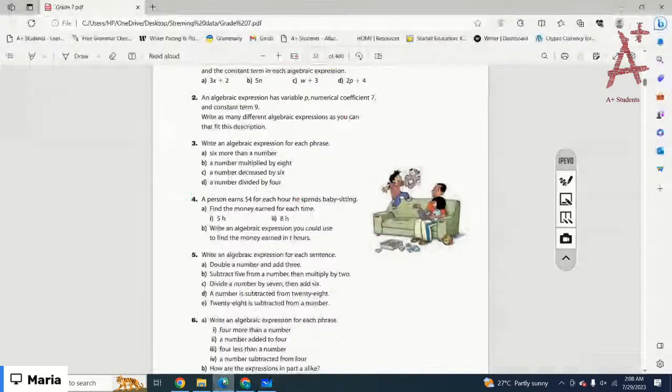Question number 5. Write an algebraic expression for each sentence. Okay, you're given the sentences. You have to write down the algebraic expressions. Got it?